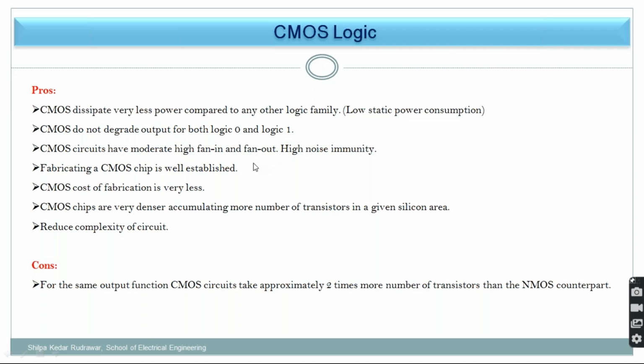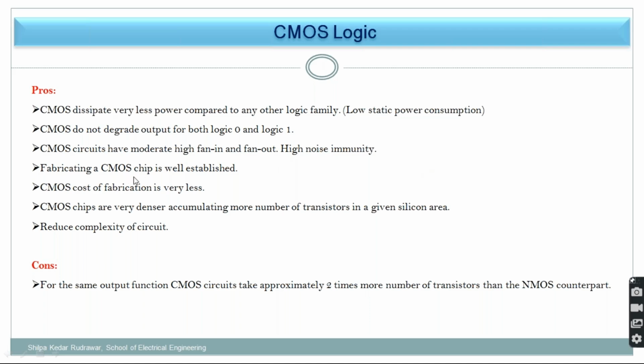Fan in and fan out means I can connect a medium number of devices at the output because it gives low output current. If I connect more devices, they will draw more current, and it is not proper to connect them because it gives less output current. High noise immunity, this concept I will also explain in the coming PPTs.